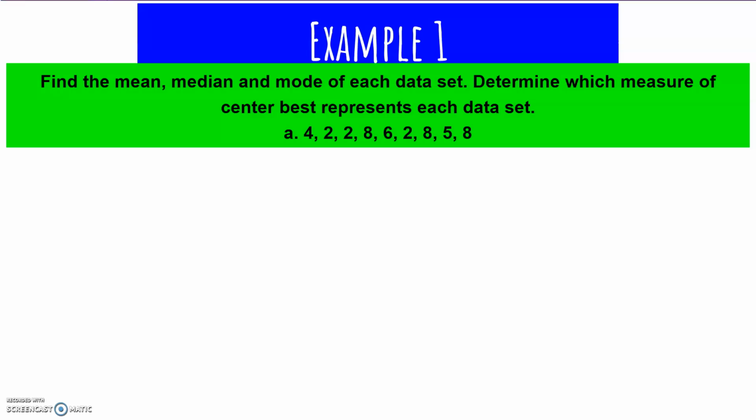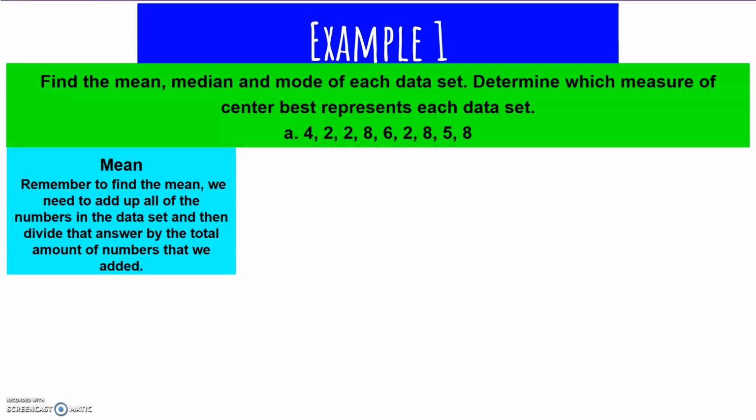So let's start with example 1. We're going to find our 3 measures of center for each data set and then determine which measure of center best represents each data set. So if we were looking at this data set and say this was the number of, I don't know, pairs of shoes each kid had, we want to know what's the average number of pairs of shoes for the class, for this group of kids. So let's find out the 3 averages. The mean, add them all up and divide by the number of numbers, and we have 9 numbers there, it looks like.